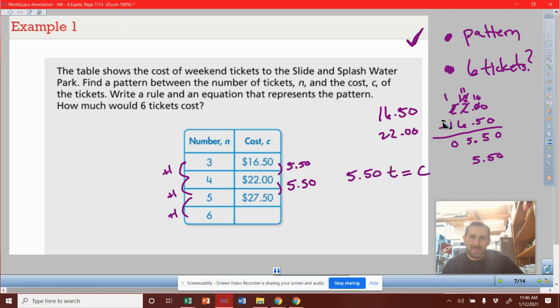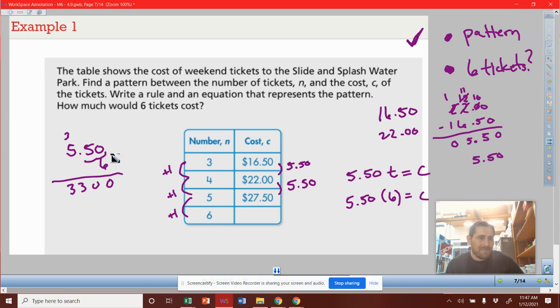So how much is 6 tickets? So we're going to take 6 and plug it in. $5.50 times 6 tickets will get me my cost. So we've got to solve that somewhere, right? 550 times 6. 6 times 0 is 0. 6 times 5 is 30. So we put the 0 down, carry the 3. 6 times 5 is 30, and then add that 3, so we'll have 33. I have 2 decimal place values, none here. So I'm going to move my answer 2 places. So for 6 tickets, it would be $33.